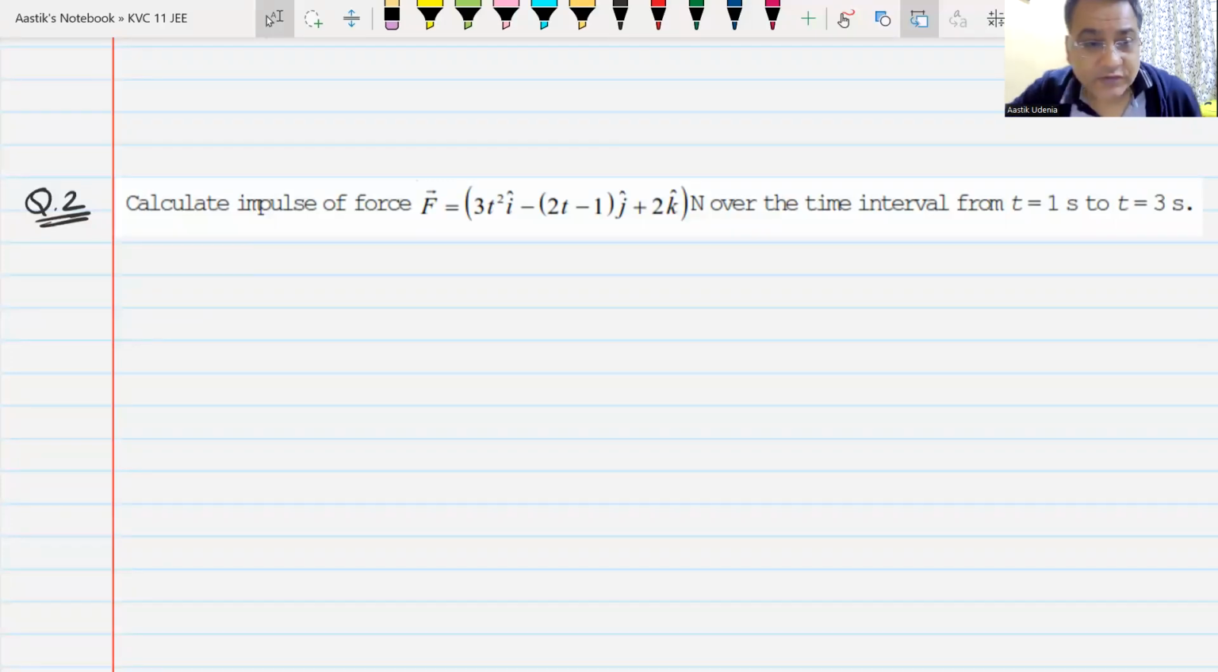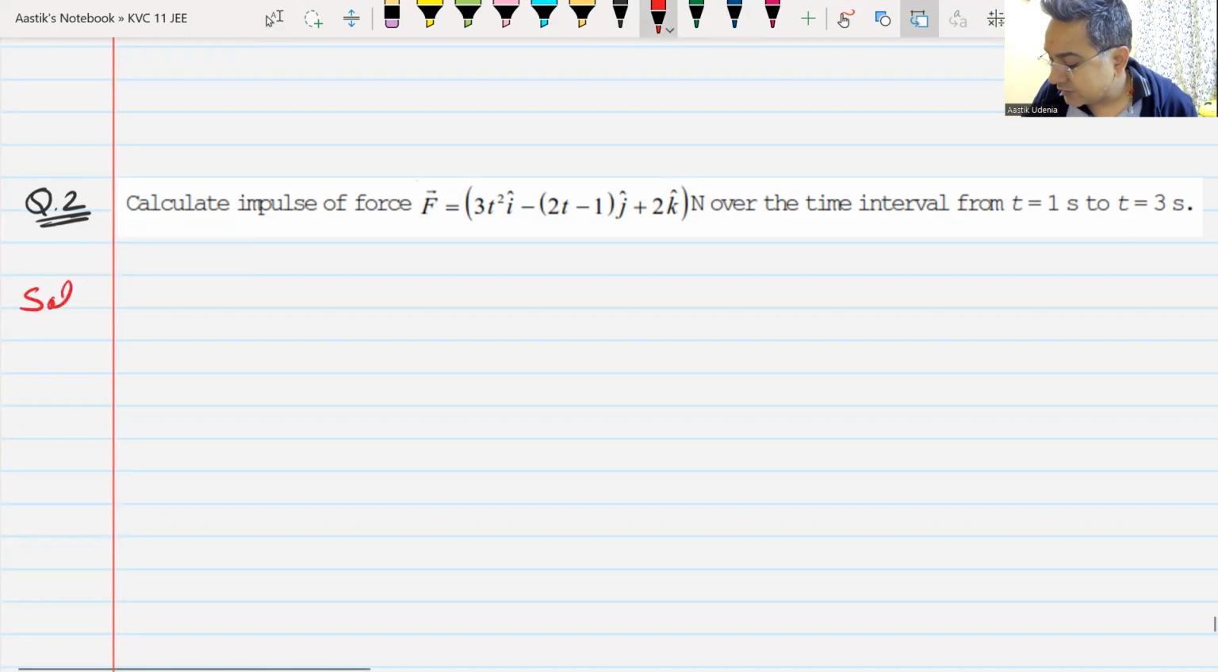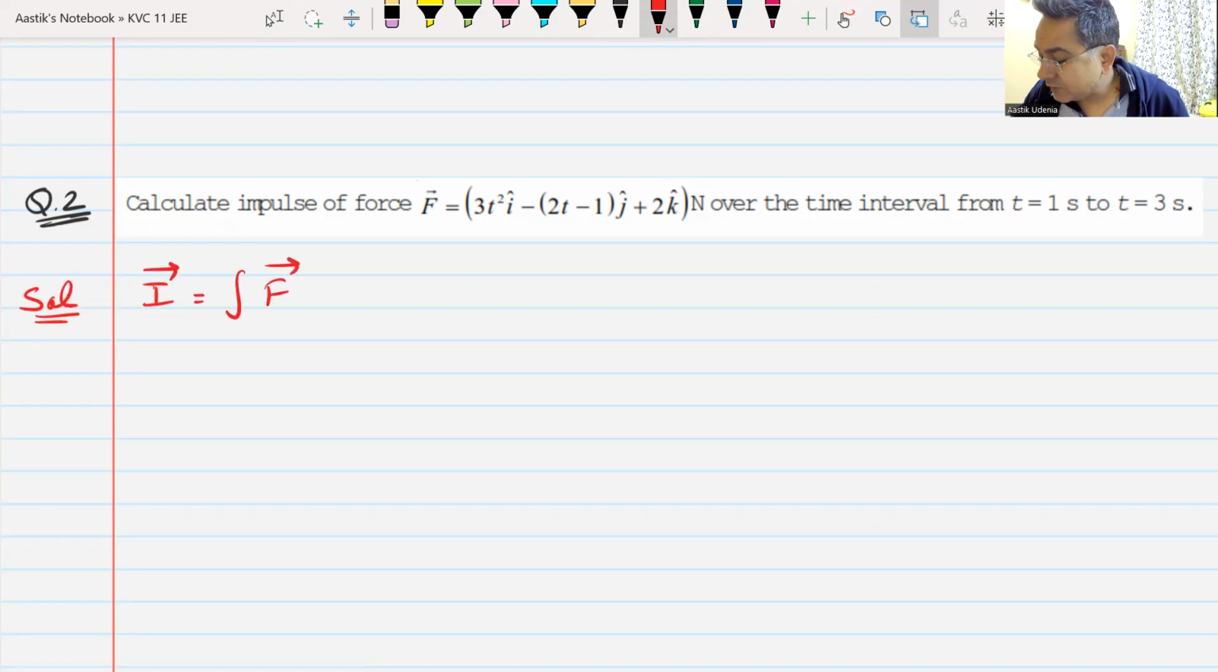So this is the question that we are going to do. Force is given as a function of time. You have to give me the value of impulse. So this question just requires a bit of integration. I don't want you to get stuck with that integration. I will create the integral and then you can put the values. The impulse is nothing but integral of F dt. I hope all of you understand this. So I just need to integrate this.